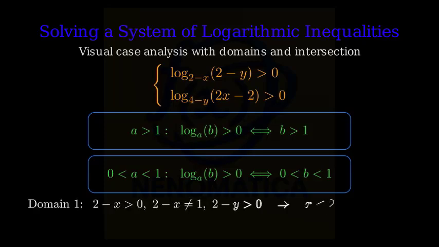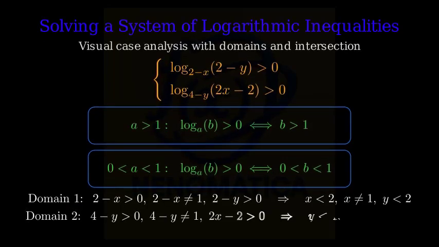For log base 2 minus x of 2 minus y, the base must be positive and not equal to 1, and the argument must be positive. For log base 4 minus y of 2x minus 2, the base must be positive and not equal to 1, and the argument must be positive.